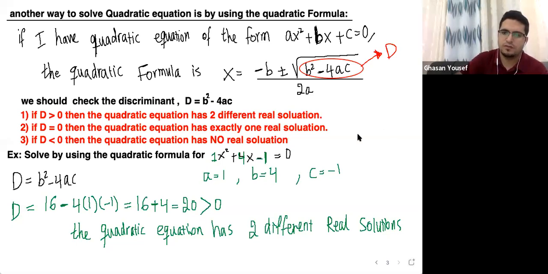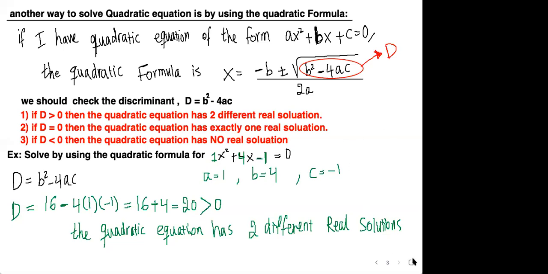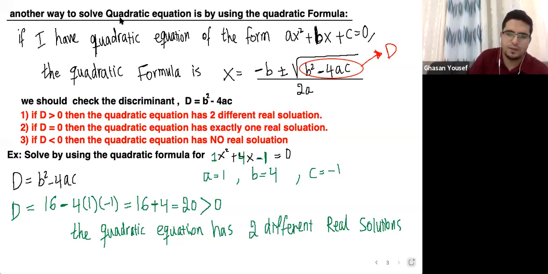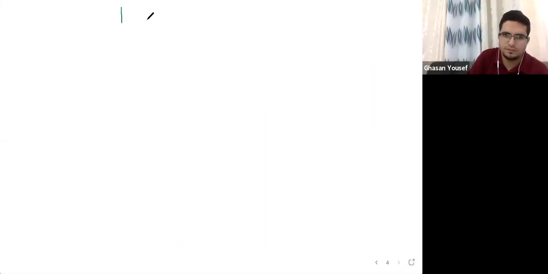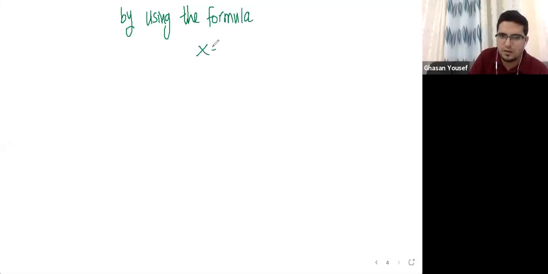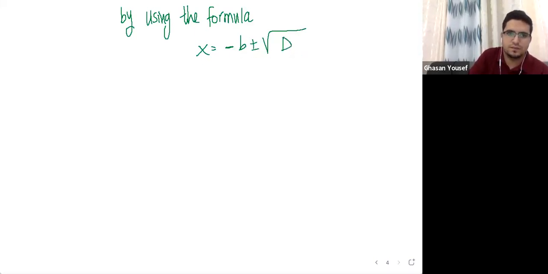So what are the real solutions? By using the formula. So I'm going to use the formula now. The formula is x equal minus b plus minus square root of the discriminant over 2a.